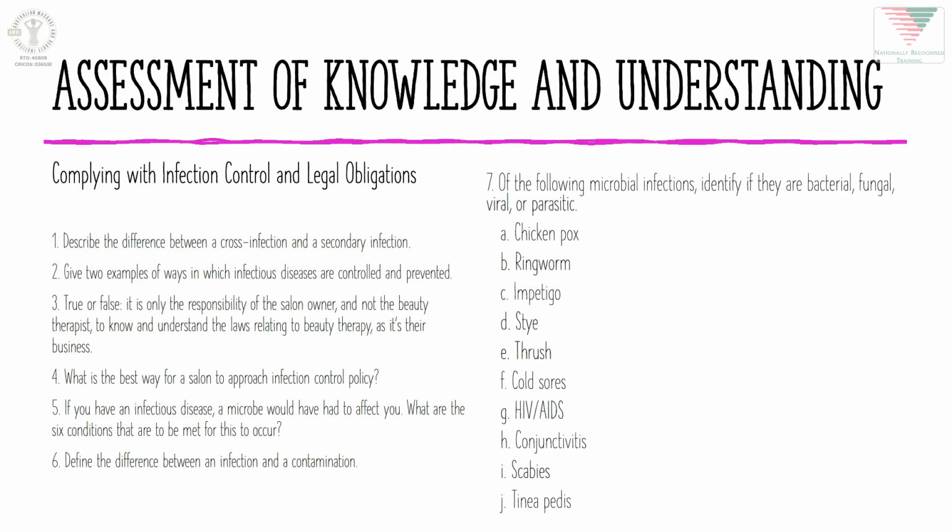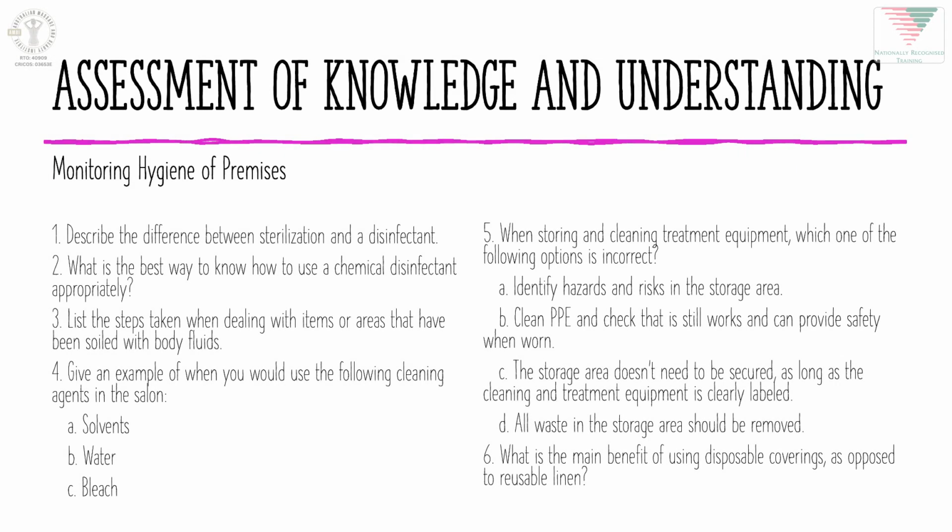7. Of the following microbial infections, identify if they are bacterial, fungal, viral, or parasitic. A. Chickenpox. B. Ringworm. C. Impetigo. D. Sty. E. Thrush. F. Cold sores. G. HIV or AIDS. H. Conjunctivitis. I. Scabies. J. Tinea pedis.